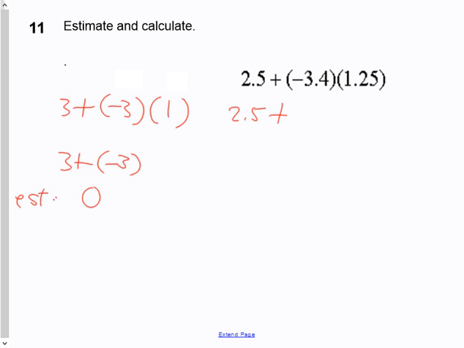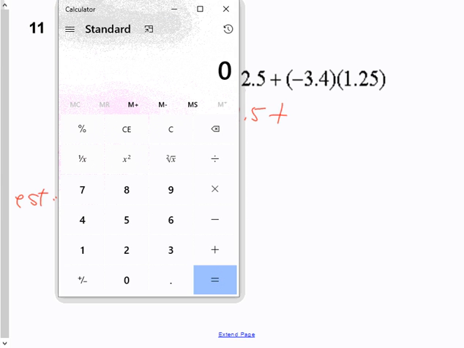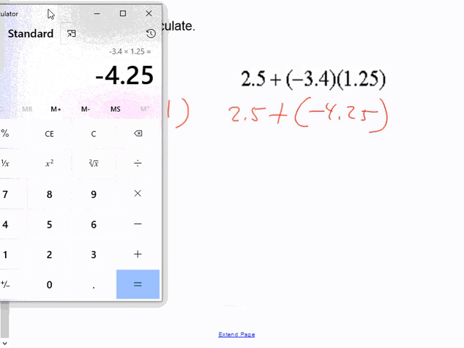What is the product of 3.4? Now, if you're not good at sign rules, put your negative symbol in, for heaven's sake. Multiplied by 1.25. The product of those is negative 4.25. Now, the sum between that, and if you add it to a 2.5, the combination of those two will leave you with negative 1.75.